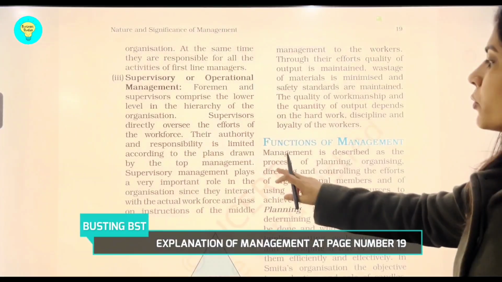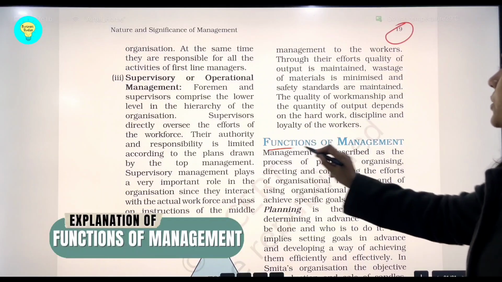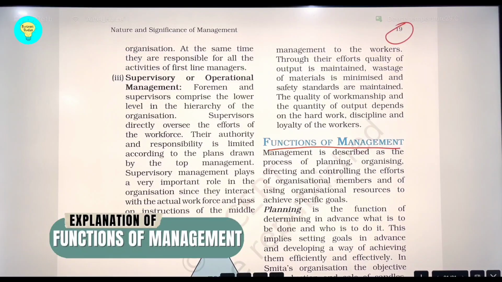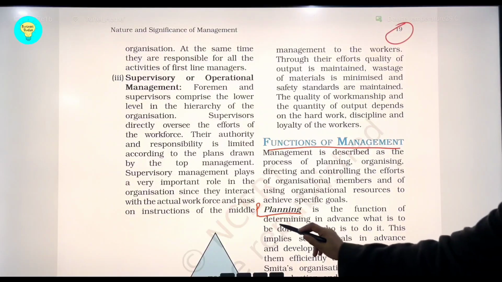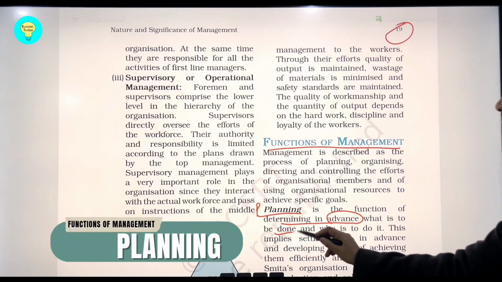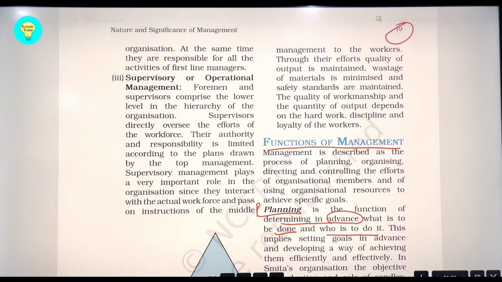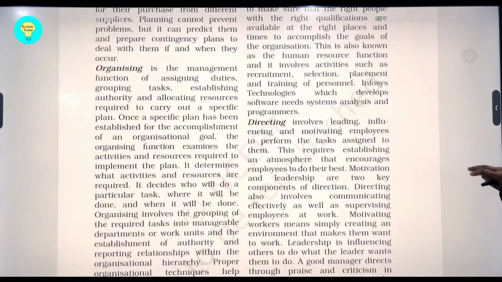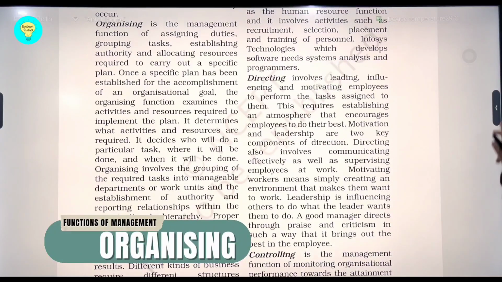If we see the NCERT booklet, on page number 19, they have explained the functions of management. If you see this NCERT, for planning, P, they say that it is the function of determining in advance, which means it is something for the future, that is what is to be done, who is to do it, how is it to be done. So these are the functions of planning, and it's futuristic, it's a mental exercise that plans. NCERT has defined organizing, staffing, directing and controlling.